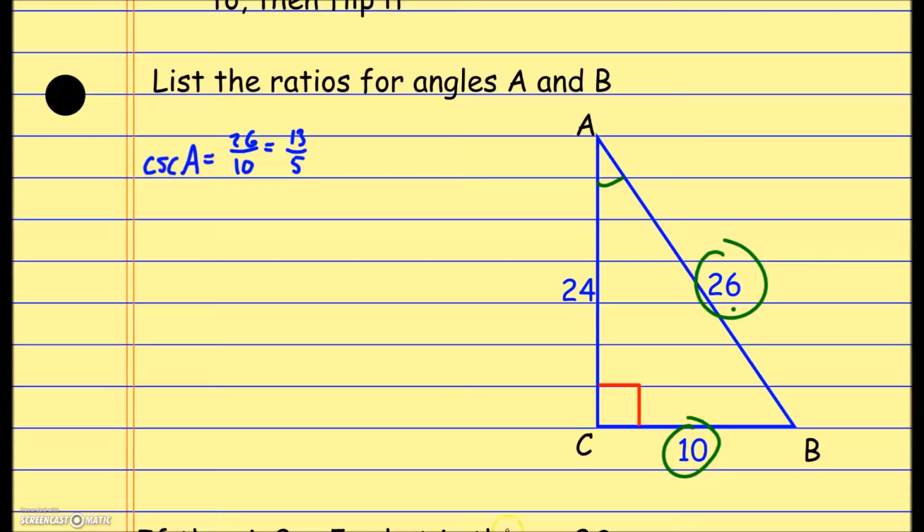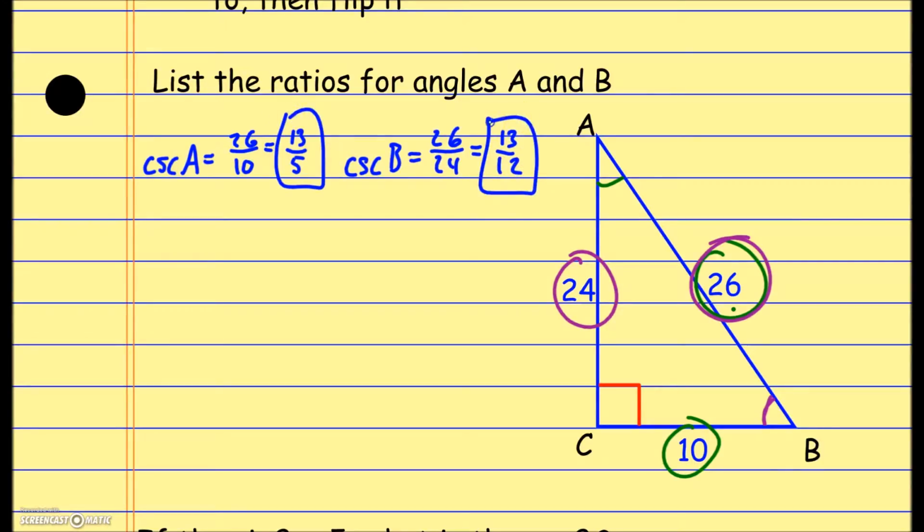Likewise, let's jump right to the cosecant of B. If I'm looking at angle B, this is just like sine, except reversed. Sine would be opposite over hypotenuse. So this one is going to be hypotenuse over the opposite side, which is 26 over 24, which of course reduces to 13 over 12. So I've got my cosecants, really just like finding sine, and then we flip each of those.